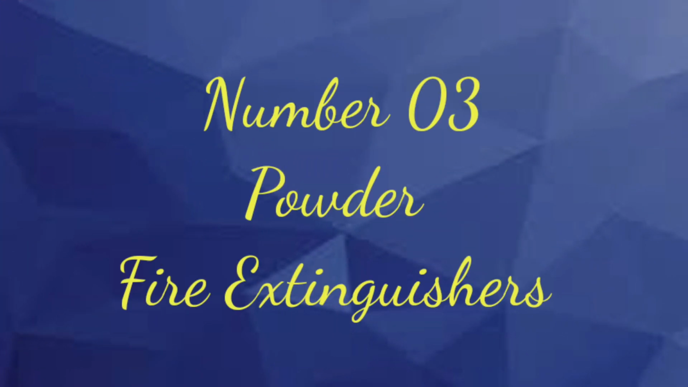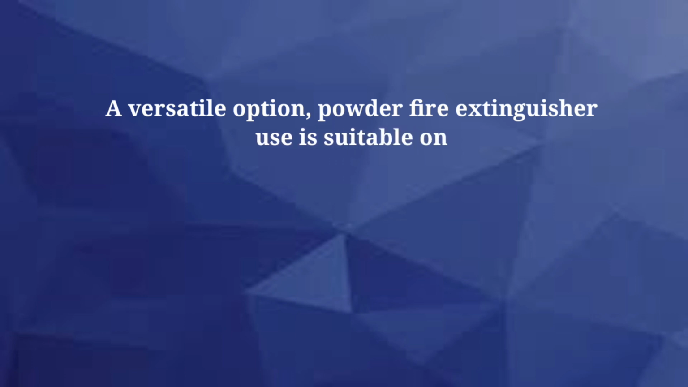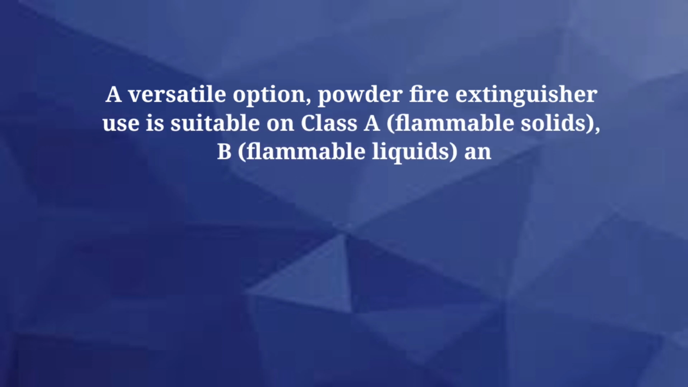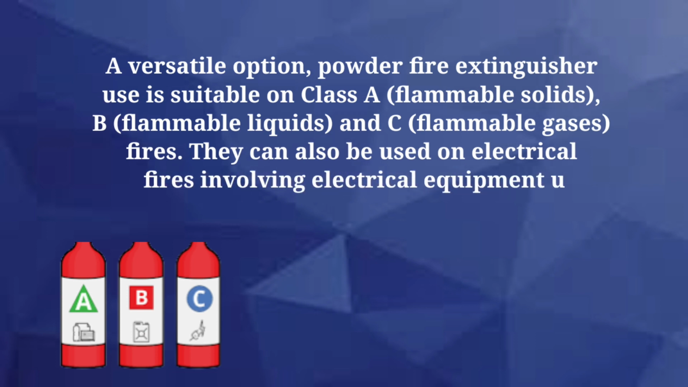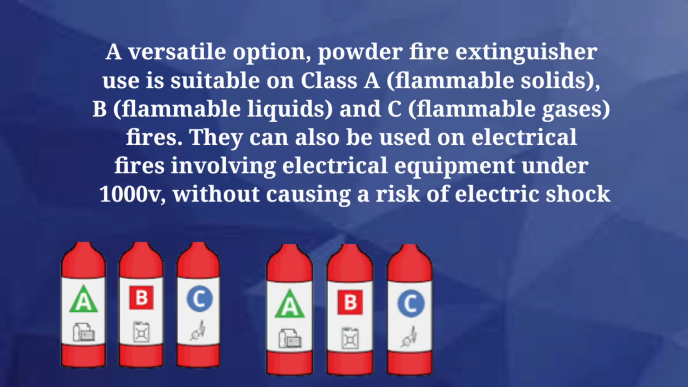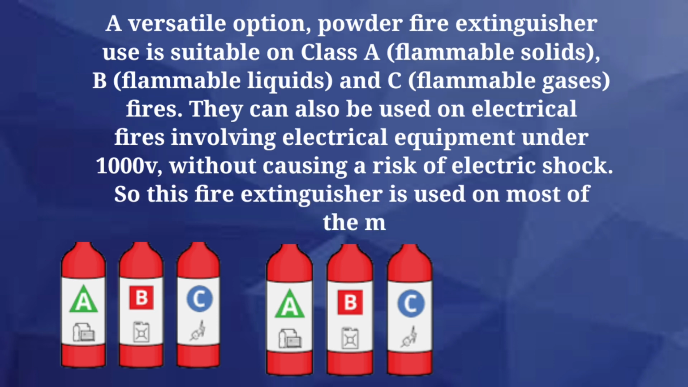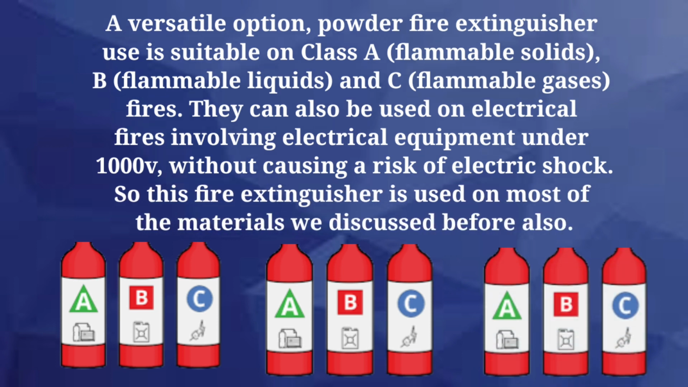So what is the third type? Third type is powder fire extinguisher. Powder fire extinguishers are suitable on Class A flammable solids, Class B flammable liquids, and Class C flammable gases fires. They can also be used on electrical fires involving electrical equipment under 1000 volts without causing a risk of electric shock. So this fire extinguisher is used on most of the materials we discussed before also.